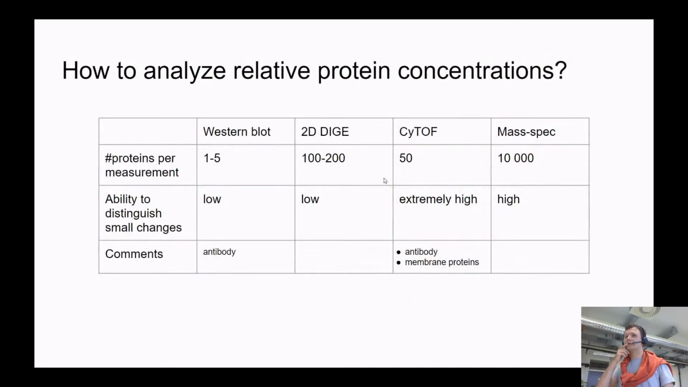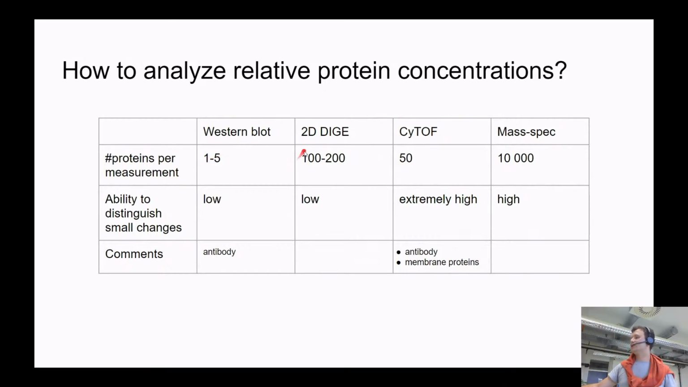Okay, but another question: how do we optimize relative protein concentration? We discussed a few methods: Western blot, 2D DIGE, and CYTOF, and of course today I'm going to discuss mostly mass spectrometry. Let's make a comparative analysis. In the case of Western blot, we can analyze 1 up to 5 proteins, but 5 is already really a lot. Usually it's way less, 1 to 2.